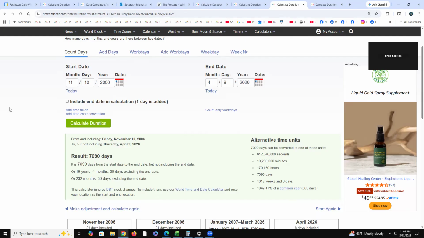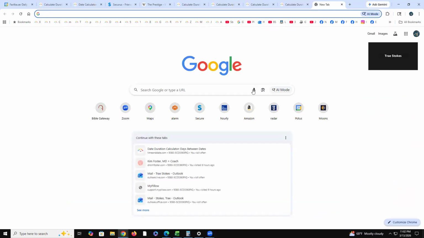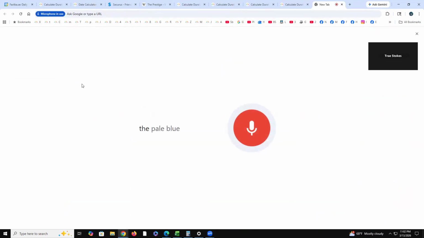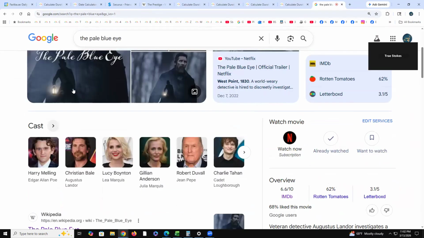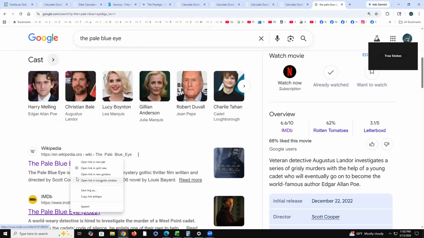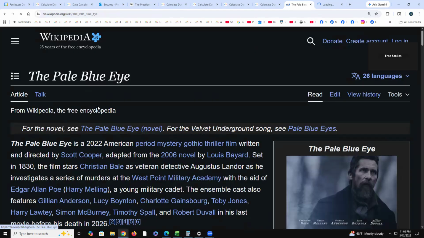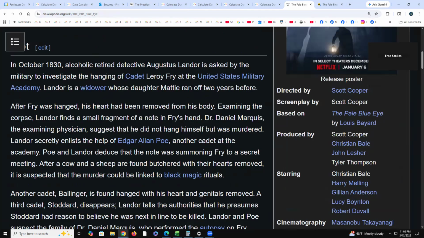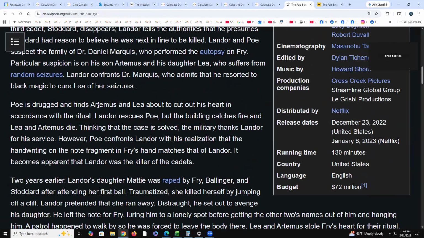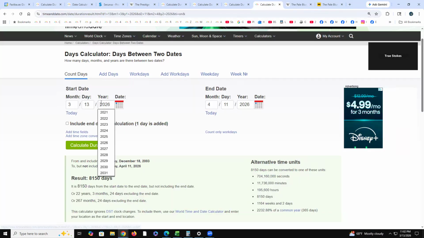One thing I didn't go over with y'all today was the pale blue eye. I need to do that. That's what I forgot to go over with y'all. I knew there was something I forgot. And it had two dates, December 23rd and January 6th, all 2022.